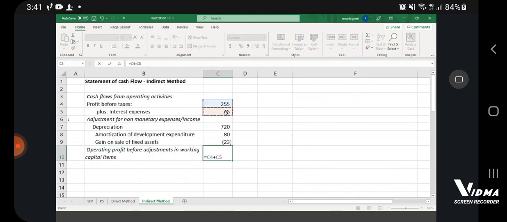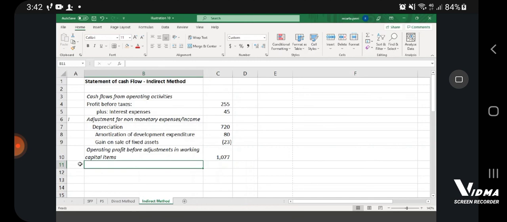We had interest back because we are going to take that into account later. We had the depreciation to reverse its effect because it's non-monetary. We had the amortization with the same argument, and we deduct the gain on sale because it has been already included with a plus. And then the second kind of adjustment that we apply to the indirect method is the change in working capital items.